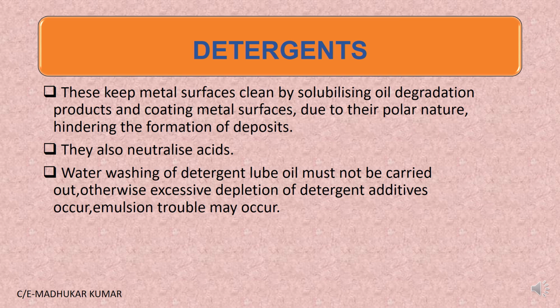Water washing of detergent lube oil should not be done, even by mistake, because if it is done, we will lose the detergency property of the lube oil, and excessive depletion of the detergent additives will happen, and it is going to cause emulsion trouble. As you can see in the diagram, the lube oil with the detergent is intact, and if the additive failure occurs, you can see the condition in the form of bubbles and so on.